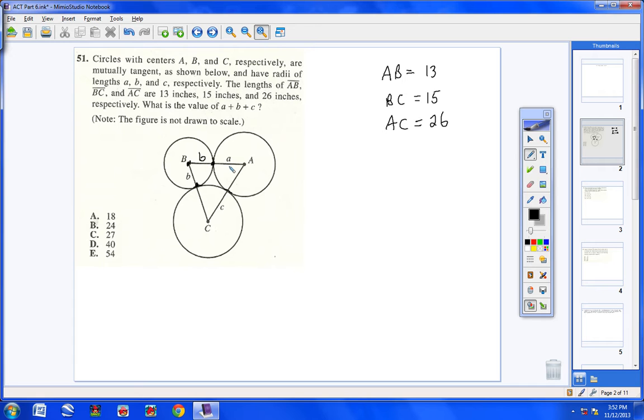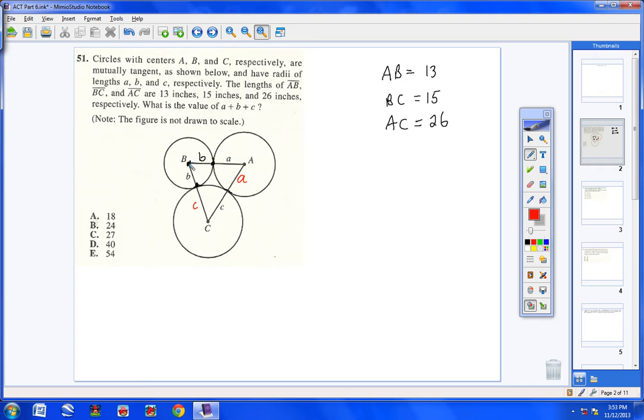That should make sense. And if, let me change colors of ink. If I know from here to here is A, then I know from here to here is also A because it's the same radius. So this has a length of A. And if I know from here to here is C, then I know from here to here is also C because they're the same radius. So I can put a C. Now how does that help? Come on, think about it.